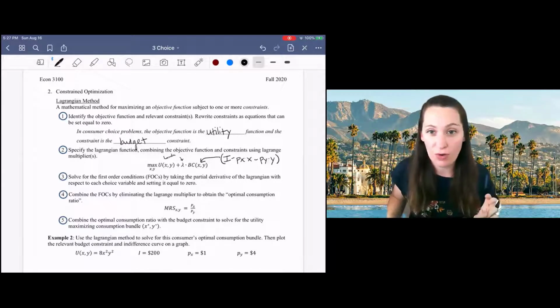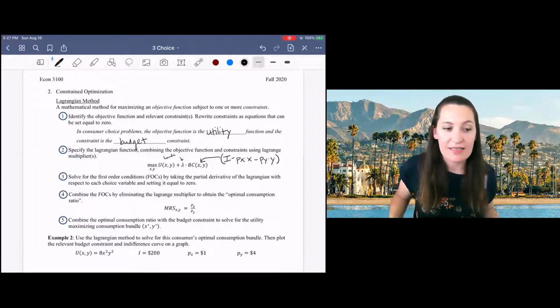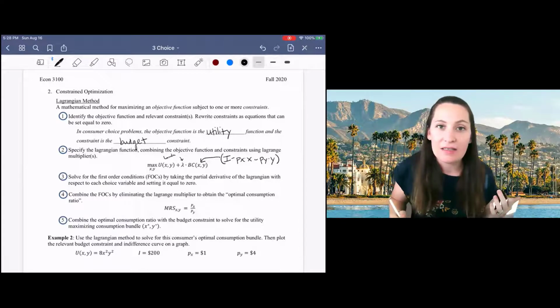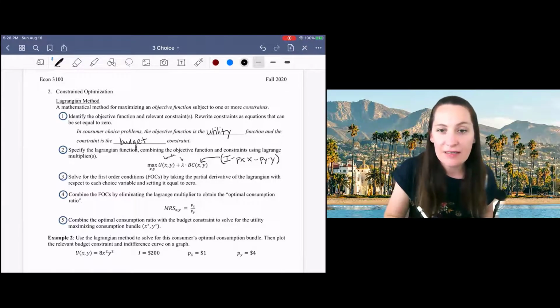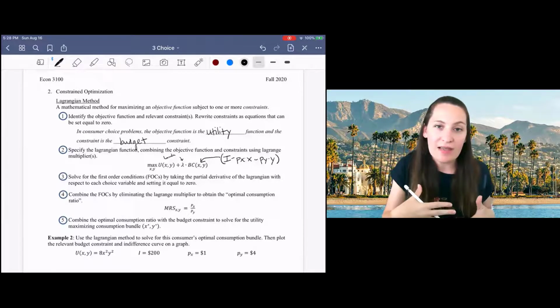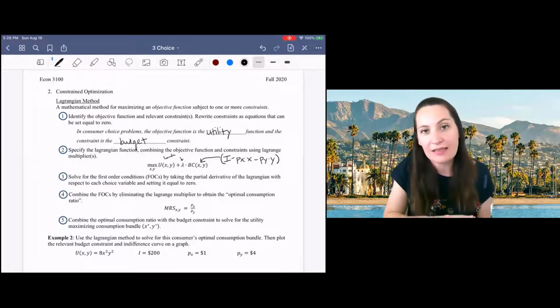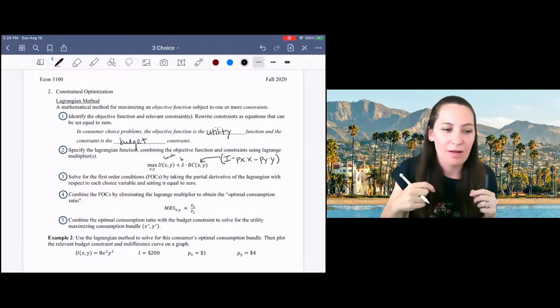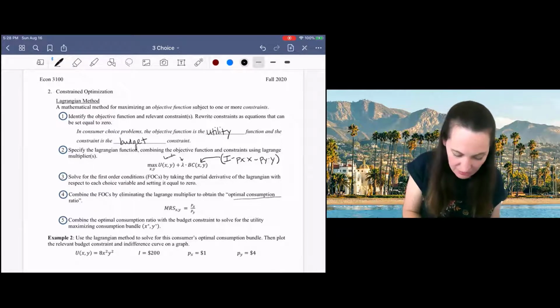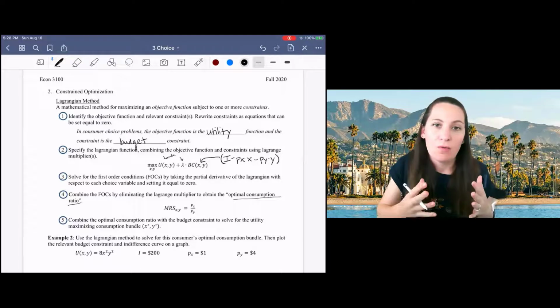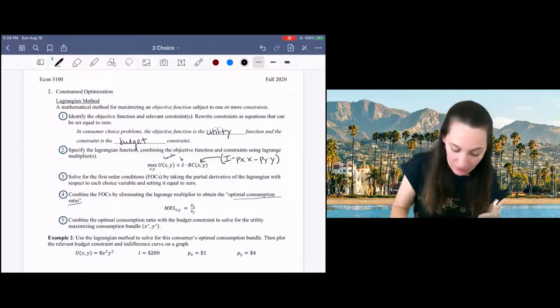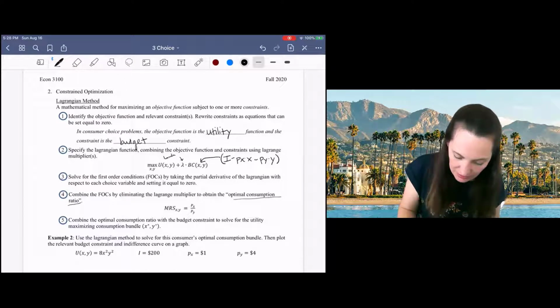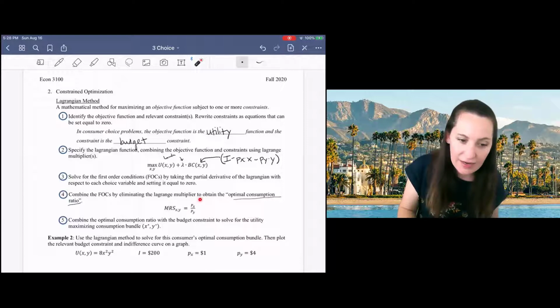We have two choice variables here. That's what we're choosing. That's x and y. We take the derivative with respect to x and set it to 0. We take the derivative with respect to y and set it to 0. And then we can solve that system of equations to eliminate the Lagrange multiplier. So we have, at the end of the day, our optimal choice decision rule, which I've called here the optimal consumption ratio, which will reduce to the marginal rate of substitution equal to the price ratio, okay?